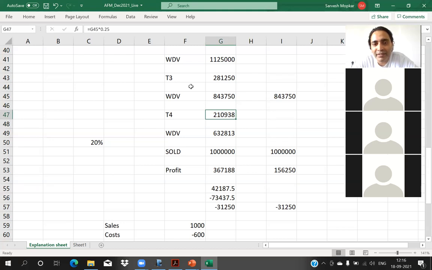So 843,750 also saves your tax. Are you understanding, guys, how it is working? So this is just the maths that is working behind. So the last year, the conclusion is the year in which we sell our asset. The year in which we sell our asset, in that year, do not charge depreciation. I'm not saying depreciation should not be charged.